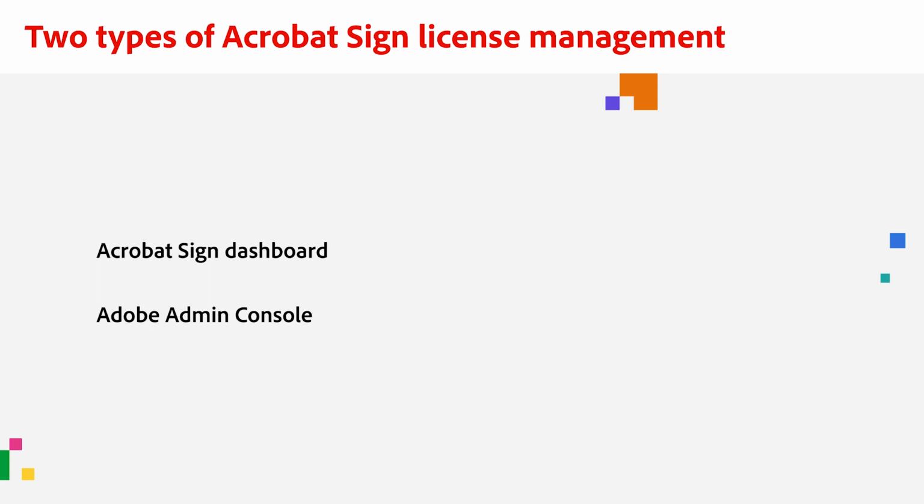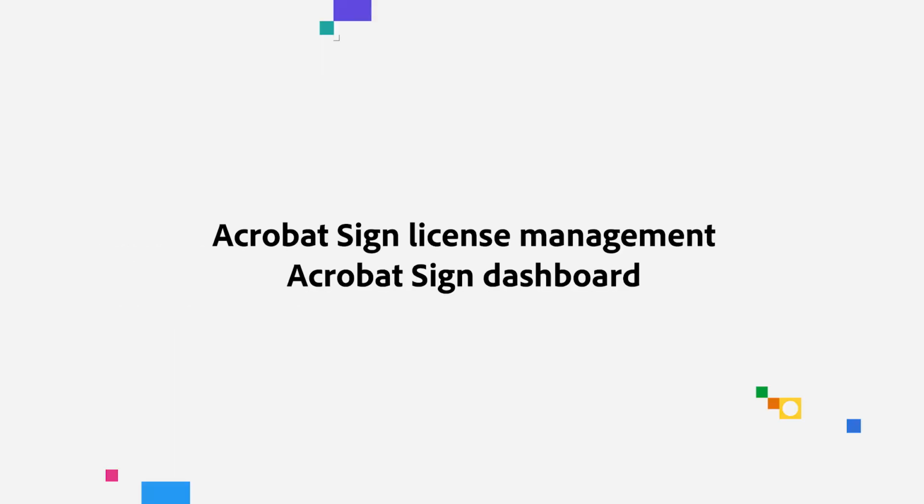One thing you should know is that there are two types of Acrobat Sign management systems. One is licenses and users managed on the Acrobat Sign dashboard. The other type is managed on the Adobe Admin console. I will walk you through both systems so you have just what you need to get your users up and running.